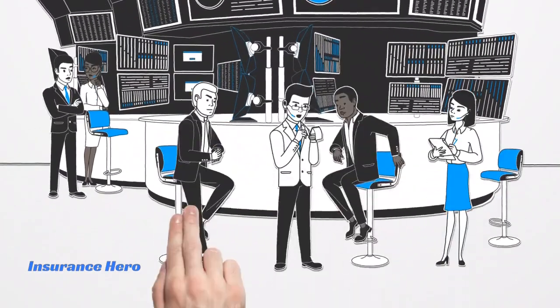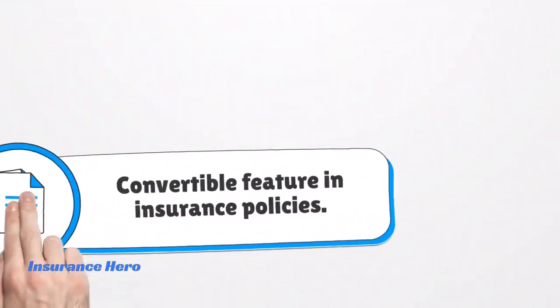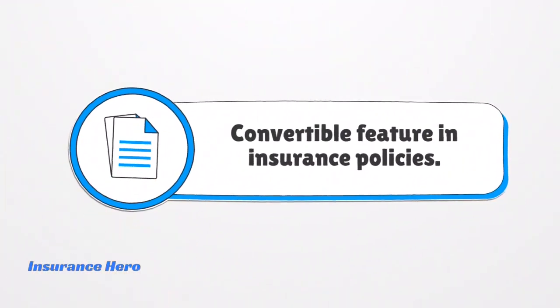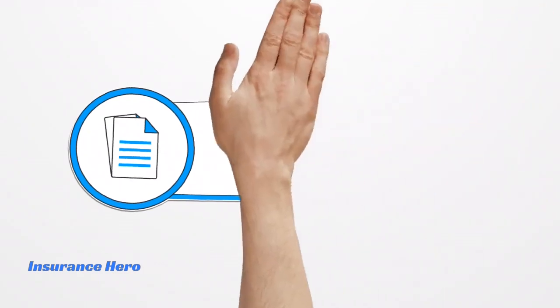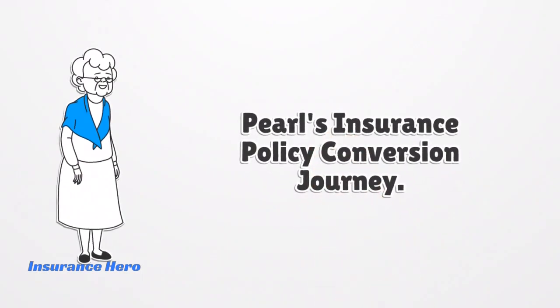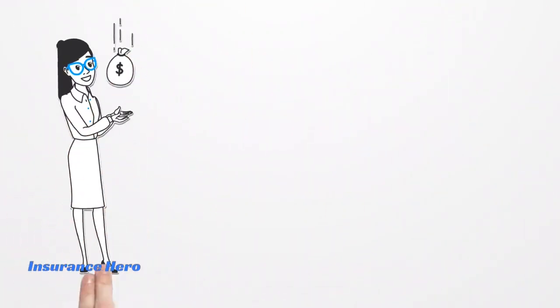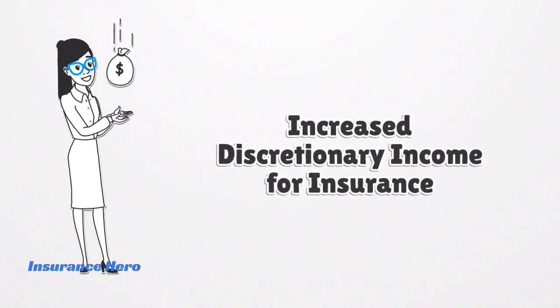Instructor explains convertibility. The other common feature is convertibility, which allows the policy owner to convert their term policy to a permanent policy, like whole life, without proving insurability. Let's say Pearl bought her term policy at age 30 and decides to convert it to a whole life policy at age 45. Maybe her expenses have gone down and she has more discretionary income to put towards insurance.